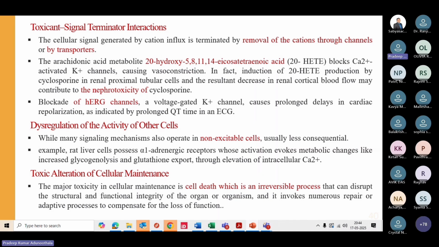The major toxicity in cellular maintenance is cell death, which is an irreversible process. We can't reverse cell death. So that can also disrupt the structural and functional integrity of the organ or the organism, because if cell death happens, it could affect that particular organ or the organism, and this invokes numerous repair or adaptive processes to compensate for the loss of function.